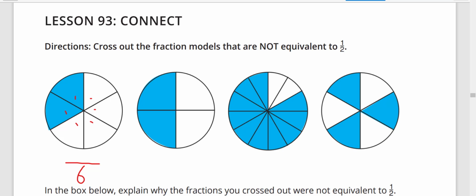We have 6 equal parts. How many shaded parts? 2. 2/6. To get half, we must shade 3/6, not 2/6. So it isn't equivalent to half. So we cross this circle. This circle, divided into 1, 2, 3, 4. This is 2/4. We know that 2/4 equals half.